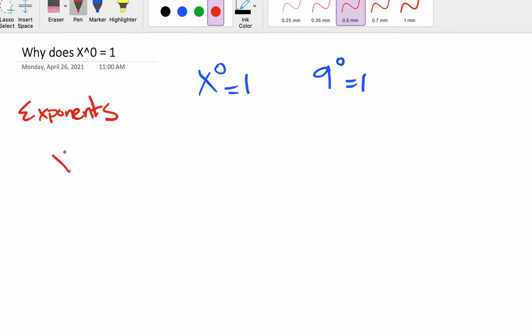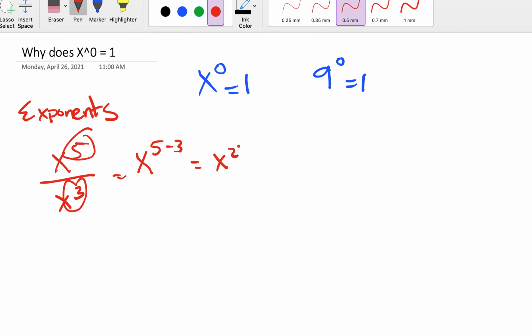When we divide an exponent like x to the 5th divided by x to the 3rd, we learn that we subtract 5 minus 3. We subtract the two exponents when we divide. And that would be x squared. So again, why do we do that?